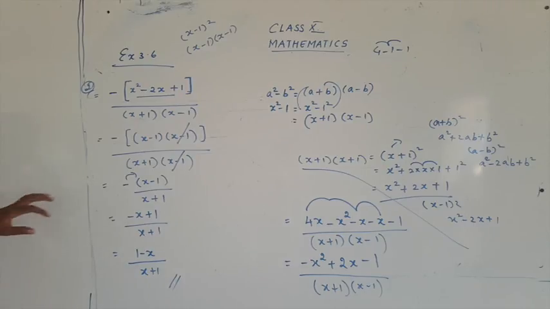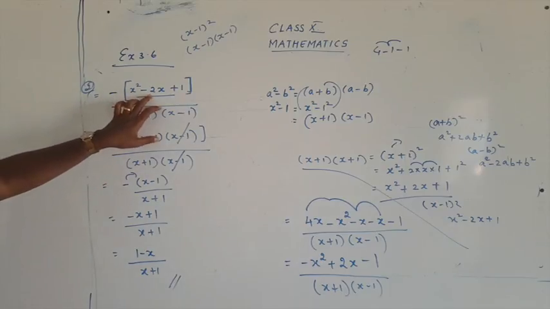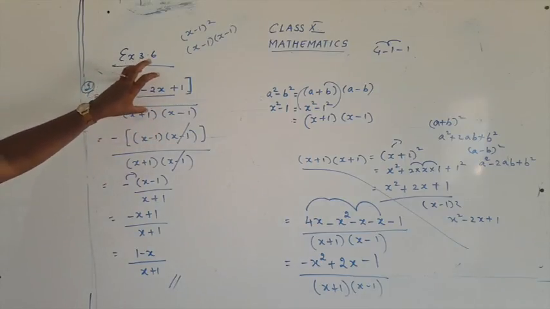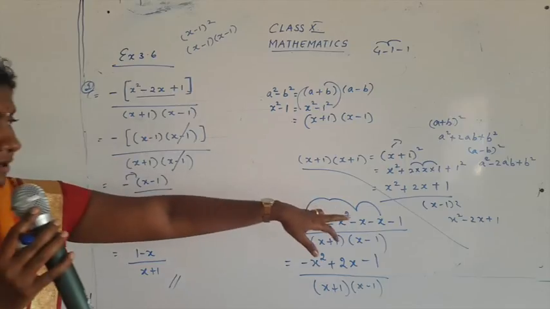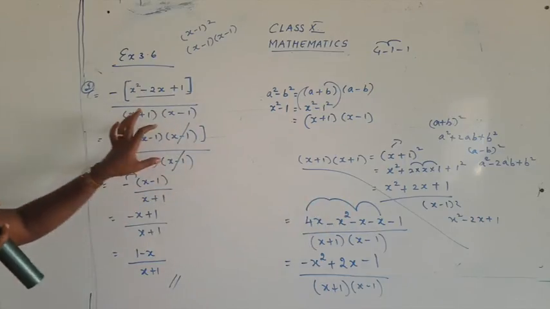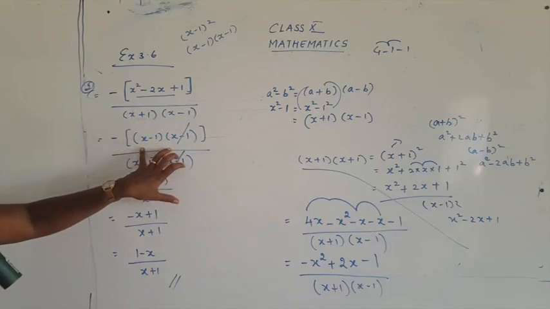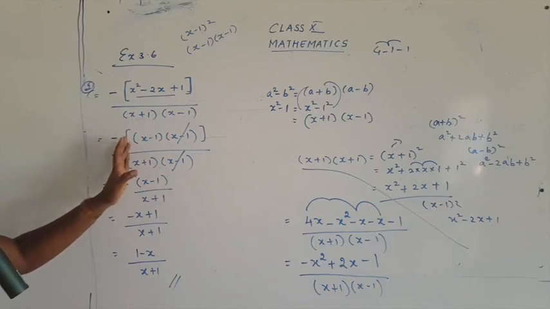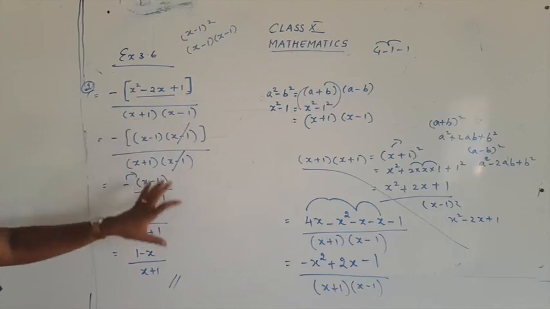I hope this part is clear to you. So x square minus 2x plus 1, how are we converting this? We are just using the identity. This is nothing but the expansion of x minus 1 the whole square. So instead of writing x minus 1 the whole square, I have just written x minus 1 into x minus 1 and tried to solve the sum.